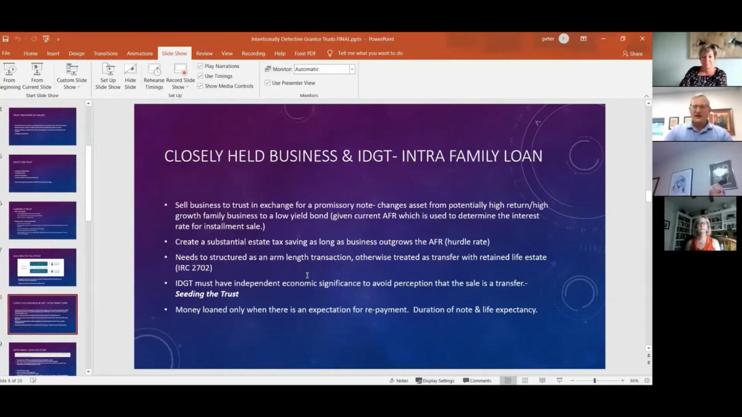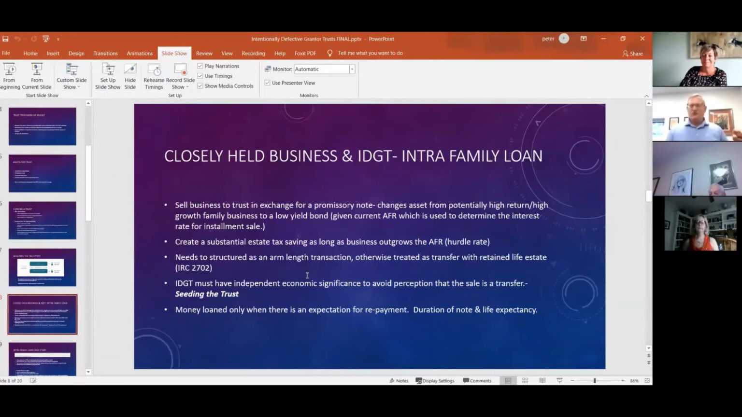One of the key things is that we need to make sure this is structured as an arm's length transaction. Otherwise, the IRS can come back and say, you know what, on the surface it looks like a sale, but really this was a gift. So we're going to treat this as a gift, possibly use some of your unified credit that we had planned to use for other assets to get out of the estate.